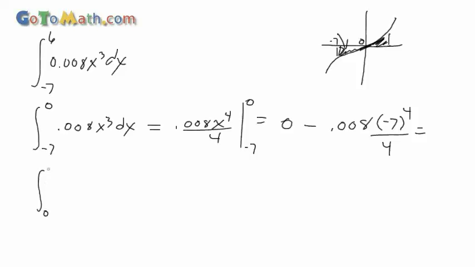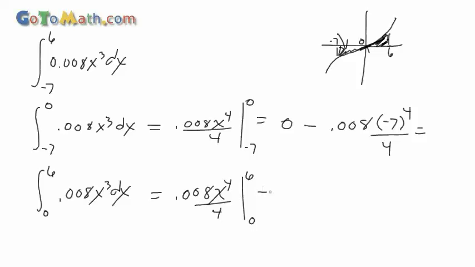Right, now let's go ahead and go from 0 to 6. That's going to be this part of the shaded region, going from 0 to 6. 0.008 x cubed dx is equal to 0.008 x to the 4th over 4, going from 0 to 6. So we plug in our upper bound: 0.008 times 6 to the 4th over 4, minus, and we plug in our lower bound, plug in 0, we just end up with 0.